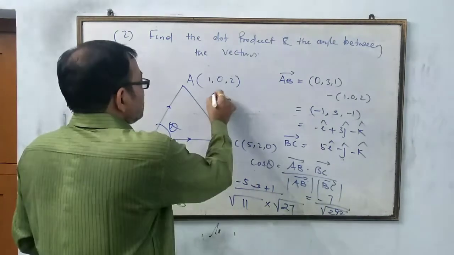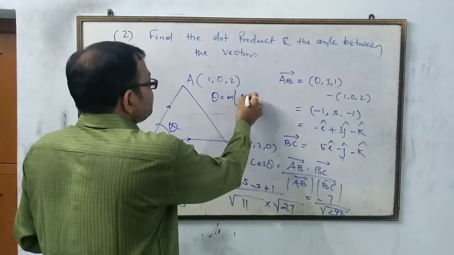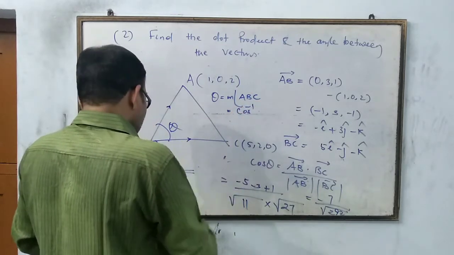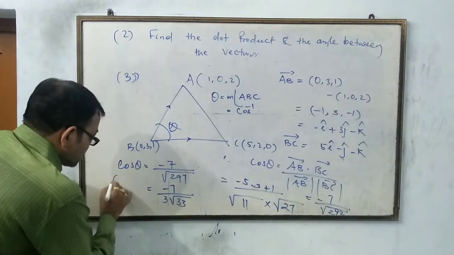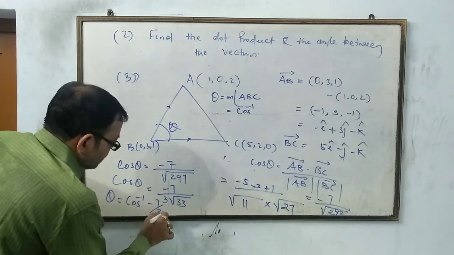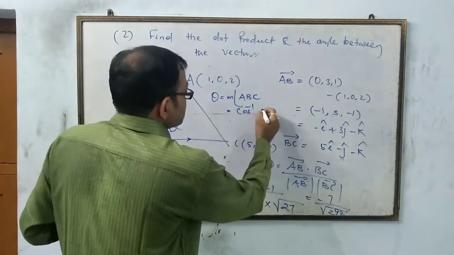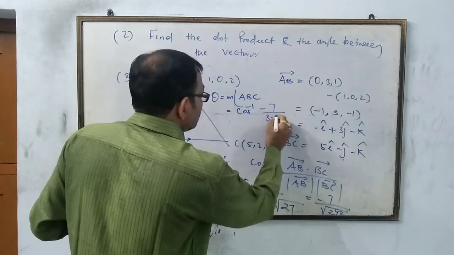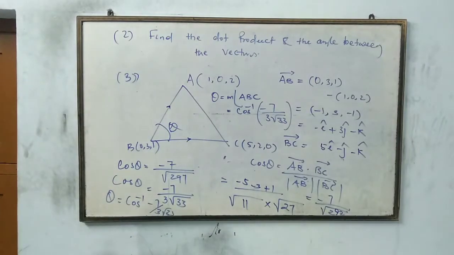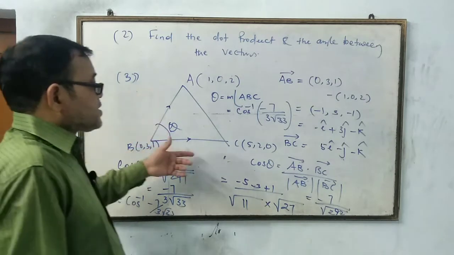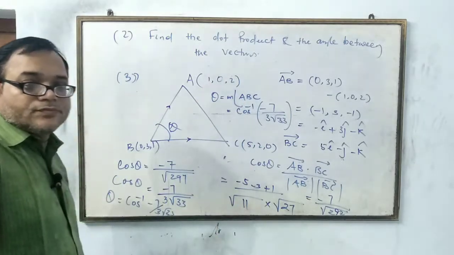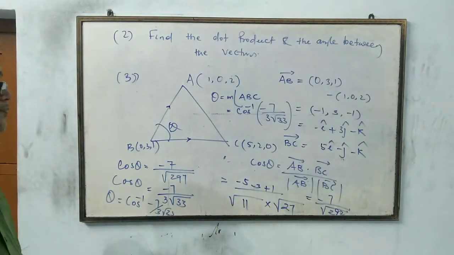Therefore, theta, which is nothing but angle ABC, equals cosine inverse. We got cos theta like this, right? Theta equals cosine inverse of minus 7 upon 3 root 33. So cos inverse of minus 7 upon 3 root over 33 is your required answer. Here we have done AB as well as BC. At first find out AB and BC, then apply the angle formula, you will get the angle. Pause the video.